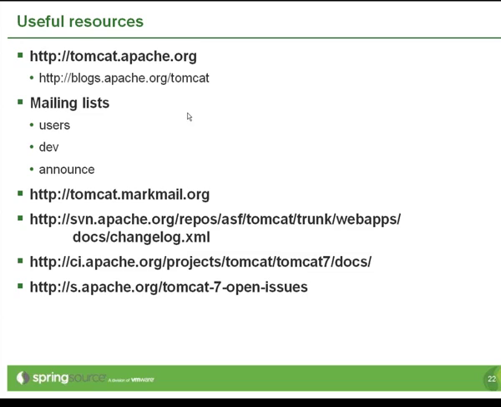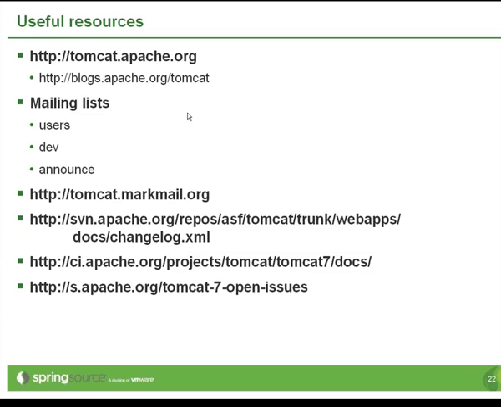You can always get the latest changelog in SVN, and if you view it at svn.apache.org/repos/asf/tomcat/trunk/webapps/docs/changelog.xml, then that will give you a nice, pretty printed, pretty formatted version of the changelog, and you can see what changes have gone in to Tomcat trunk since the last release.